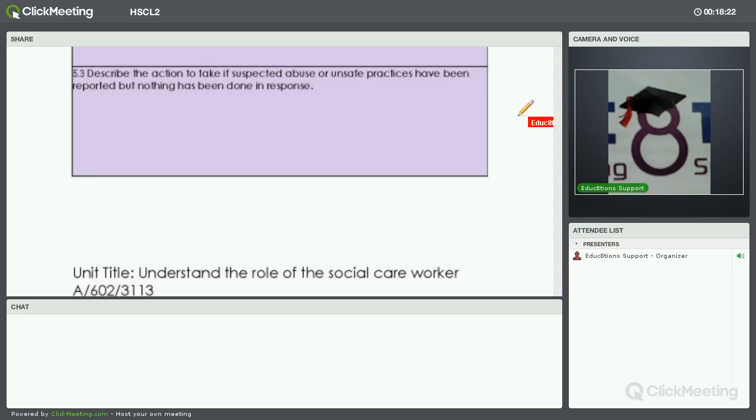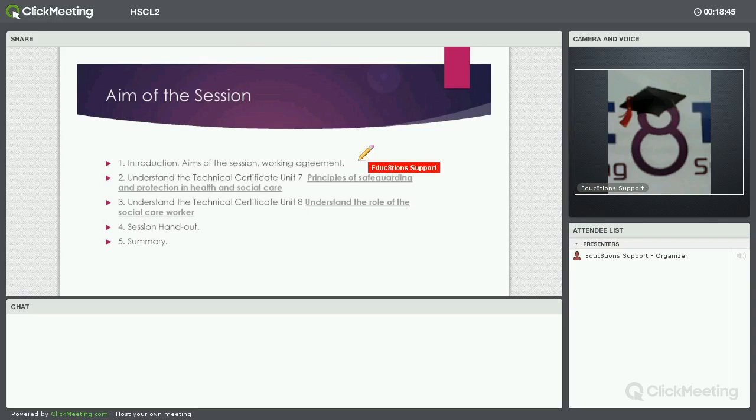Because obviously, it's not just our role to spot some form of abuse or an unsafe practice and then say, right, well, I've reported it now, that's the end of that. We need to make sure it's followed up and you're happy and satisfied with the outcome. Okay? So that's Unit 7 looked at, which is the principles of safeguarding and protection in health and social care. Not too bad a unit. A few questions there that you're going to need to do some good research on. But overall, I'm sure you'll be quite happy doing that one.